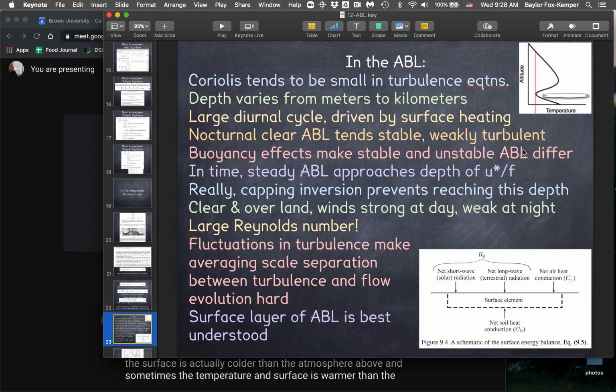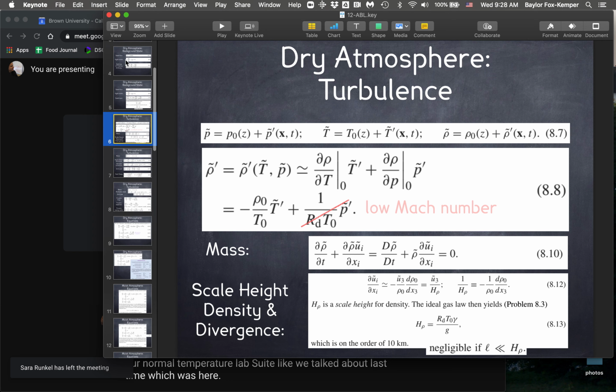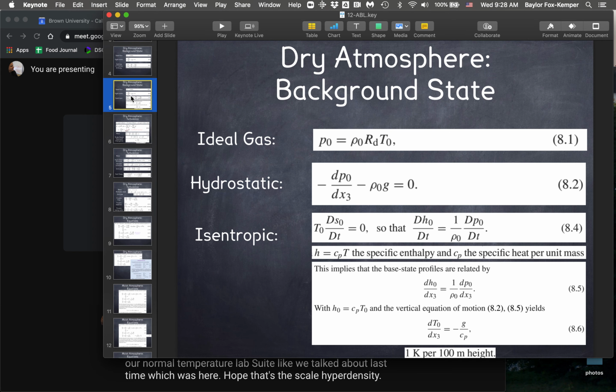And so instead of our normal temperature lapse rate, like we talked about last time, which was here, oh, that's the scale height for density. We actually talked about, there we go, the temperature lapse rate. If we just had an ideal gas, hydrostatic, isentropic, with no forcing, we would expect an exponential decay of temperature with height, with this scale height, about 1 degree Kelvin per 100 meters.